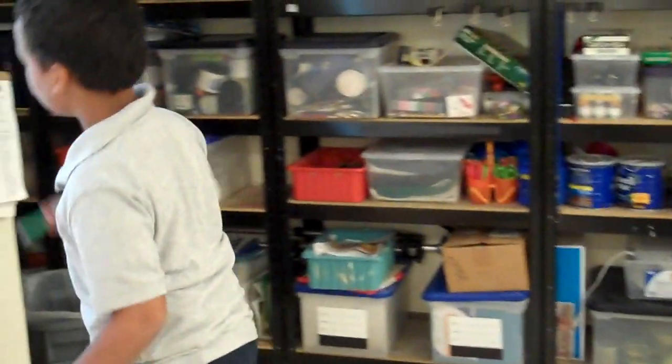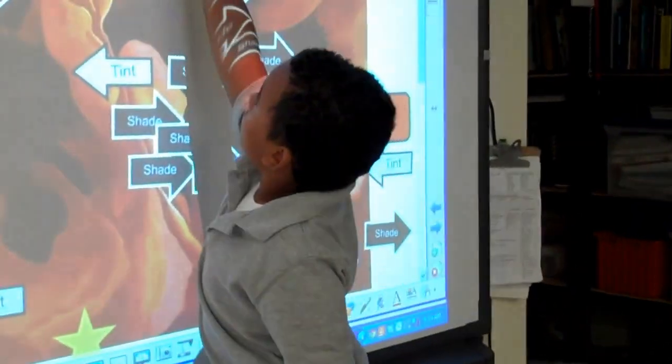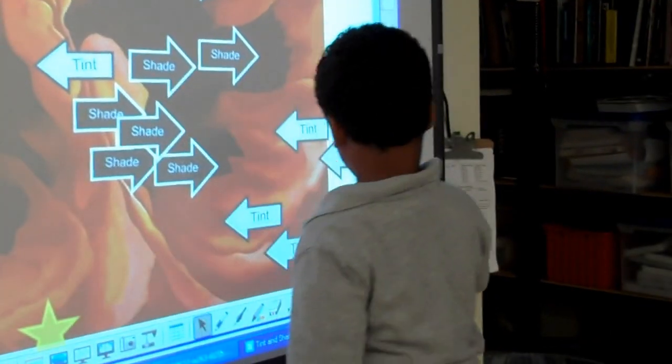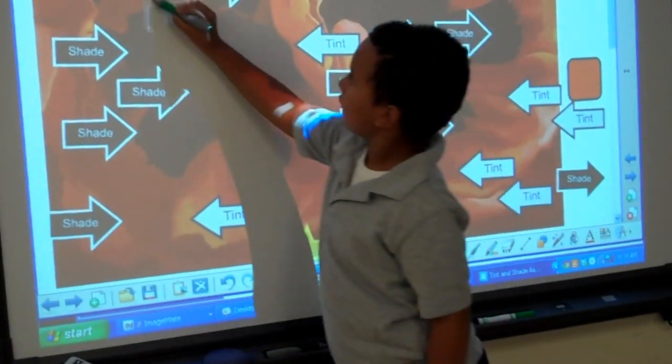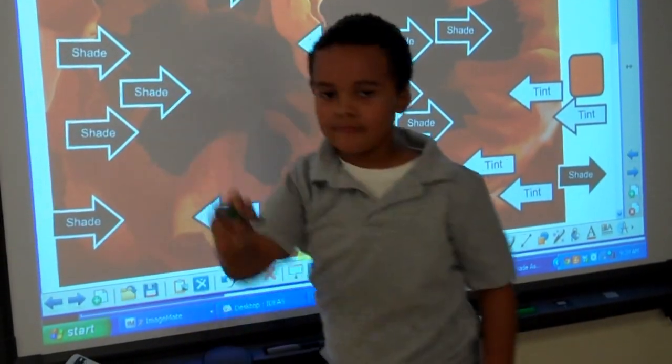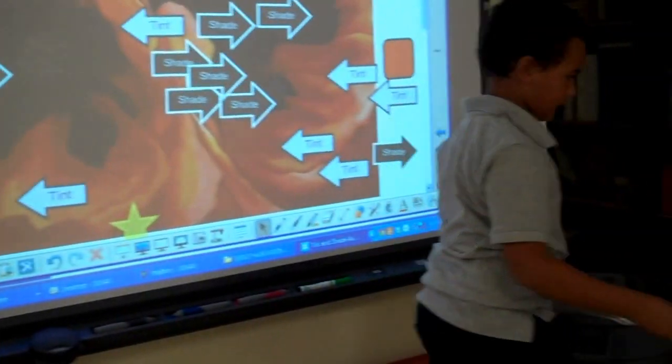So we've got two more. Are there still tints and shades left? That's a lot. I'm making mine out. Hey, look, this is a cake. Wow, that's a lot. Very good. One up in the corner.